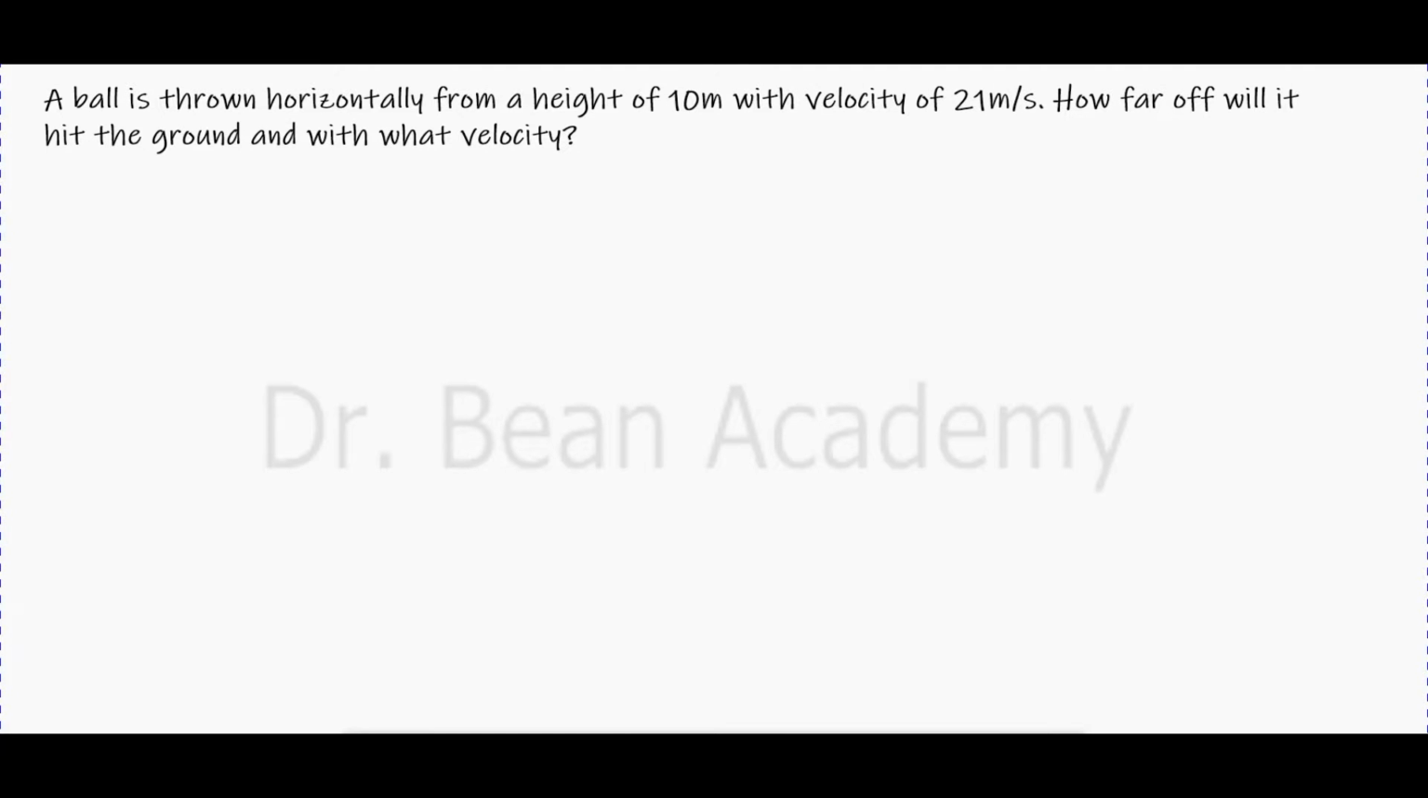A ball is thrown horizontally from a height of 10 meters with a velocity of 21 meters per second. How far off will it hit the ground and with what velocity? So let's understand the question first.